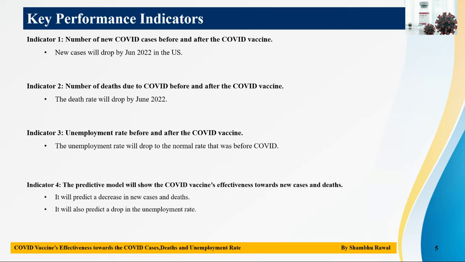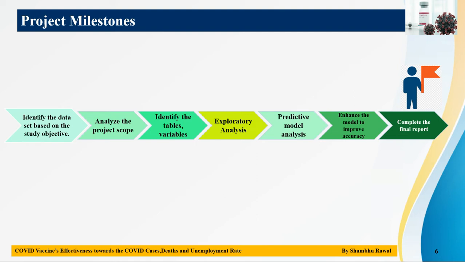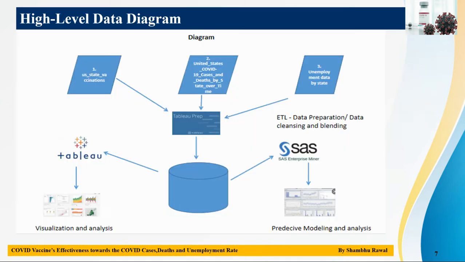That was my KPIs. Project milestones, how I prepared this report. This is what I'm going to share here: identify the data set based on the study objective, analyze the project scope, identify the tables, variables, exploratory analysis, predictive model analysis, enhance the models to improve accuracy, and complete the final report.